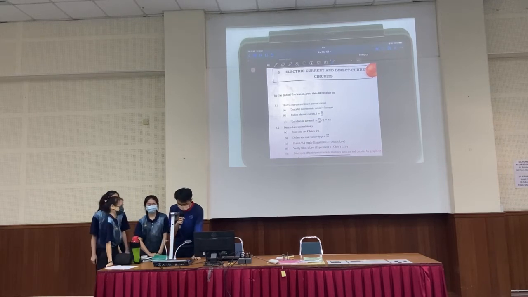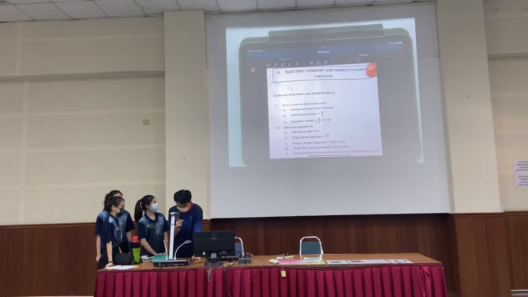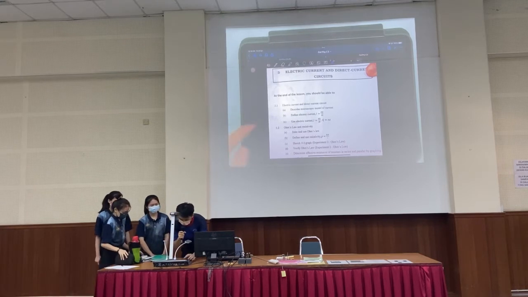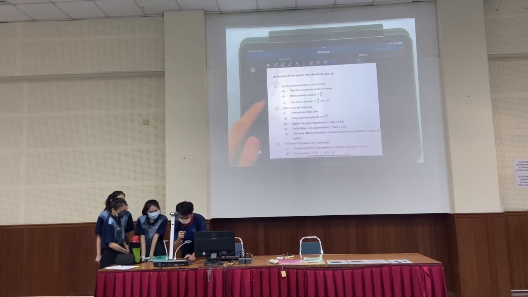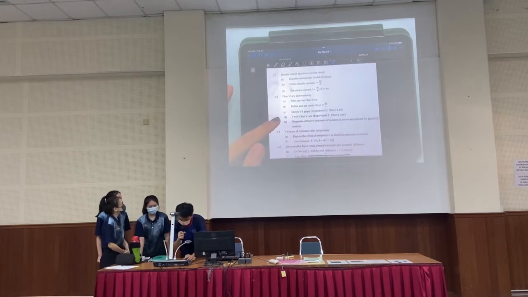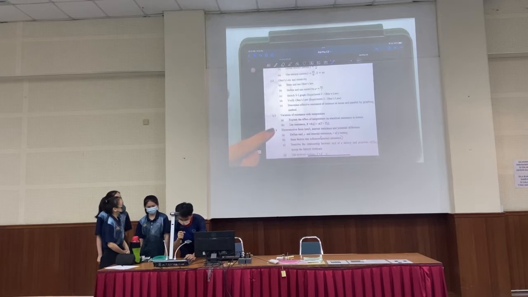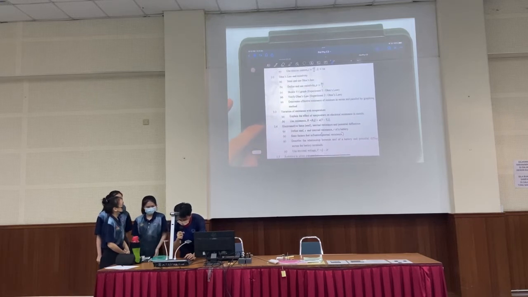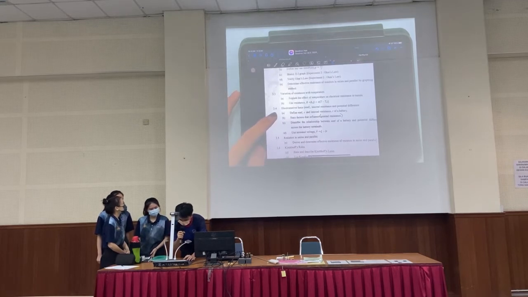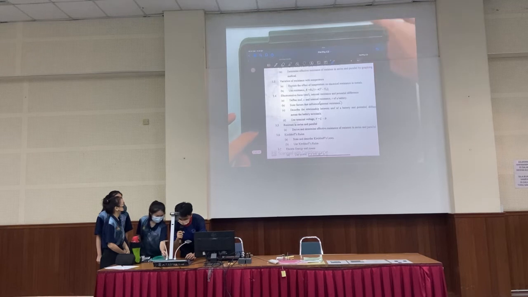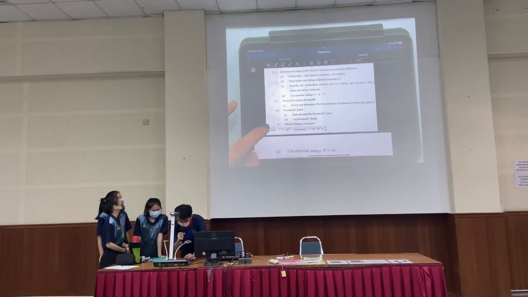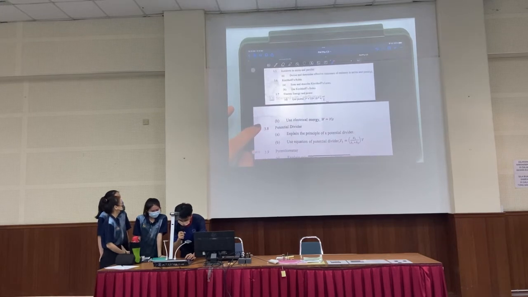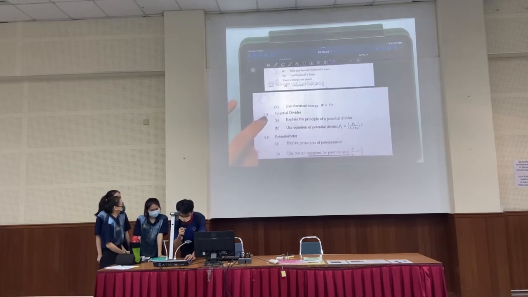So in this chapter we have 9 subtopics, and the first one is electric current and direct current circuit, and 3.2 is Ohm's law and resistivity, and 3.3 is variation of resistance with temperature, and 3.4 is electromotive force, internal resistance and potential difference, and 3.5 is resistance in series and parallel, and 3.6 is Kirchhoff's rule, 3.7 is electric current and electric energy and power, and 3.8 is potential divider, and 3.9 is potentiometer.